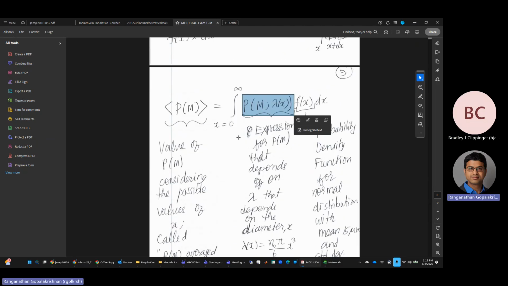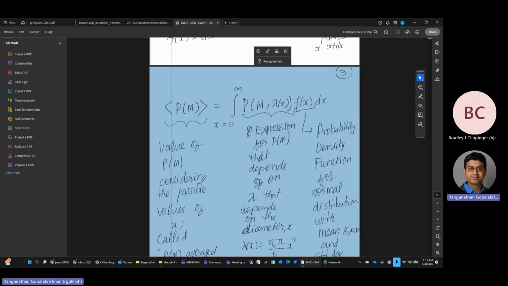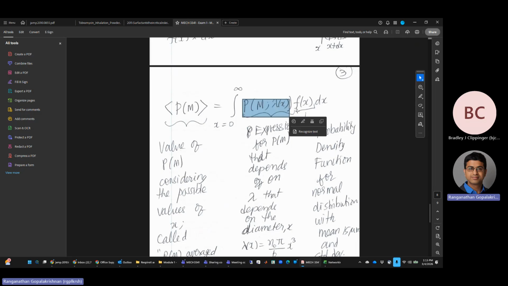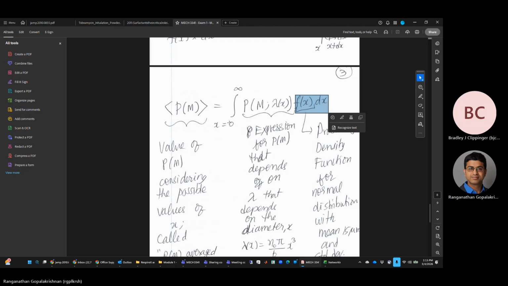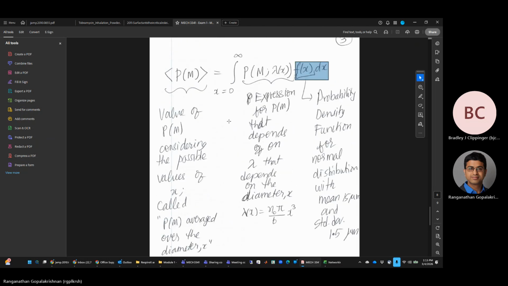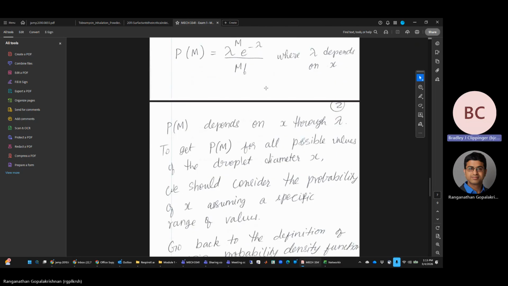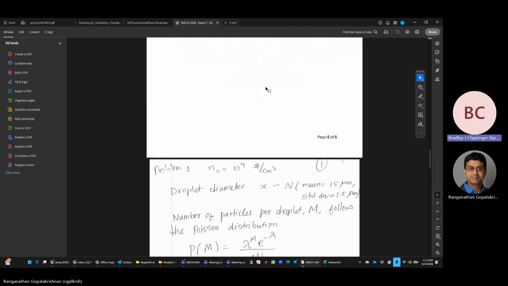So you set it up as the average value of P of m over all possible values of x: P of m that depends on x, multiplied by x taking on a certain range of values, integrated over the range of all the values of x. So what would be all the values of x? I guess, what are the upper and lower bounds of that integral?